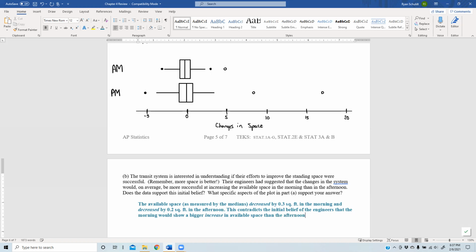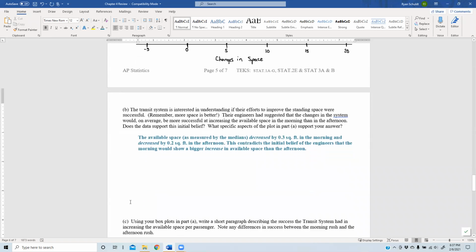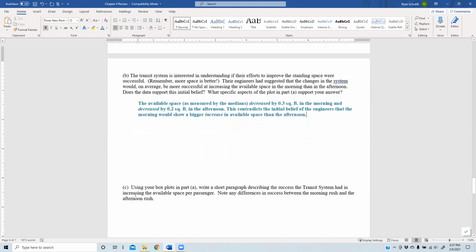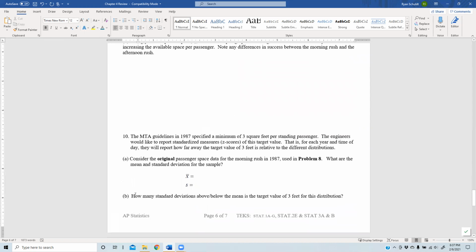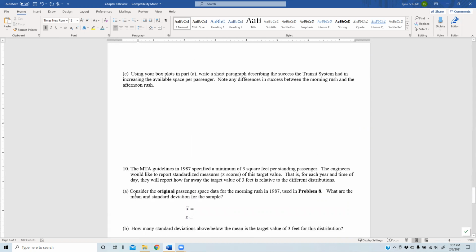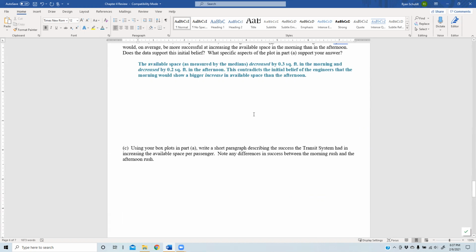So not only did it not increase the space, so not only did it decrease, the morning decreased more than the afternoon. Totally going against everything they were trying to do. This was a bust by all means of the word bust. They didn't get more space, they got less space, and even less space in the morning. Wow, so much for helping. Okay.